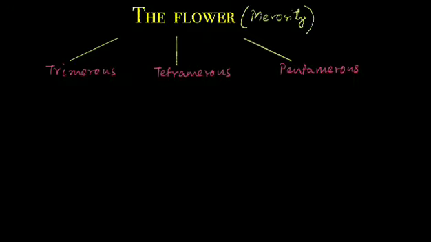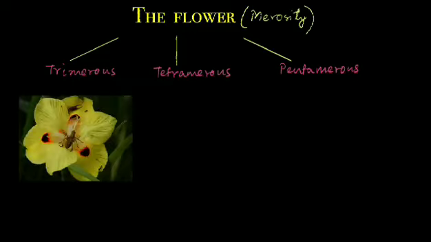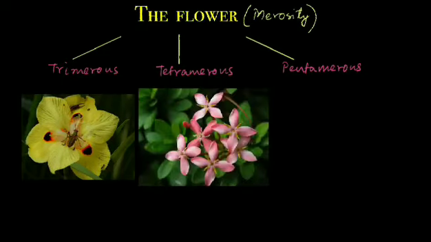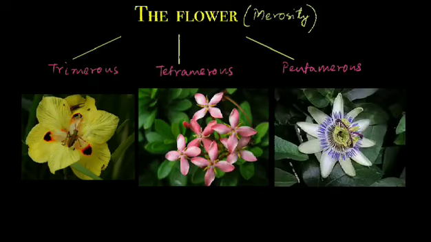In trimerous flowers, the number of parts of a whorl of a flower is 3 or multiples of 3. For example, in this flower, you can see there are 6 petals. So 6 is a multiple of 3. So this is a trimerous flower. Similarly, in tetramerous flowers, the parts of the different whorls are either 4 or multiples of 4. Like in these flowers, there are 4 petals. In pentamerous flowers, as you must have guessed, the number is 5 or a multiple of 5. In this case, the number of petals is 10. So this is another way of classifying flowers.